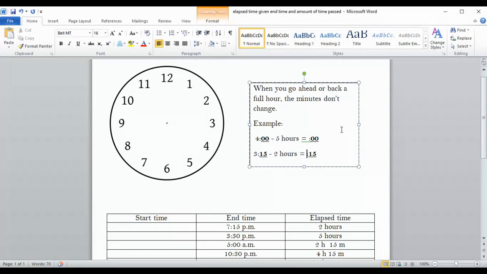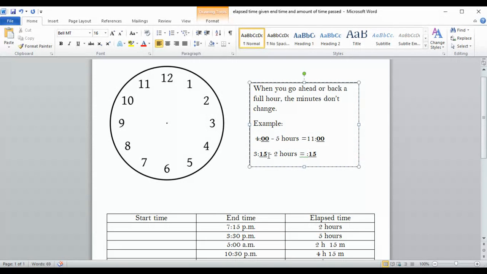When you go back a set number of hours and no minutes, the minutes are never going to change. So if we start at 4 o'clock and we go back 5 hours, we're going to go back 5 jumps, 1, 2, 3, 4, 5. We're going to be at 11 o'clock. So the hour changed, but the minutes did not change.